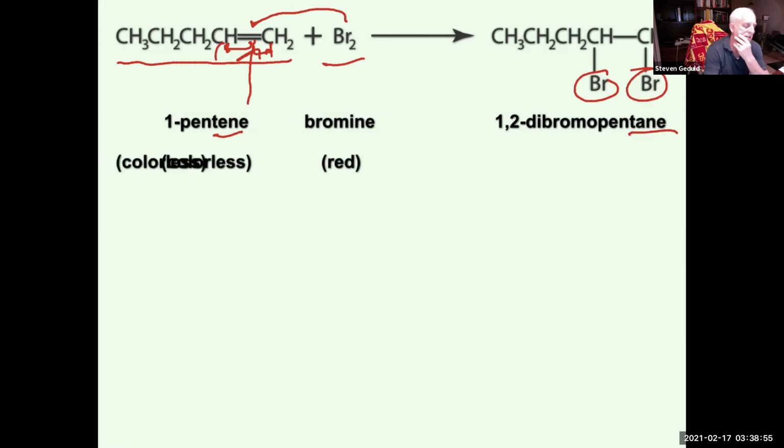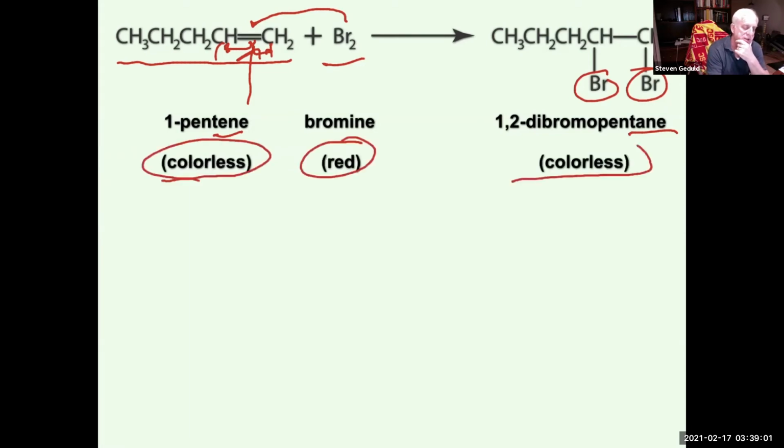So this is a colorless solution when it's 1-pentene. Bromine adds red, and as the reaction proceeds, it becomes colorless again. So you can tell if the compound you're trying to identify has a double bond by adding bromine to it. If it stays red, there's no double bond for it to attack. If it goes back to clear after you add bromine, then there was a double bond.